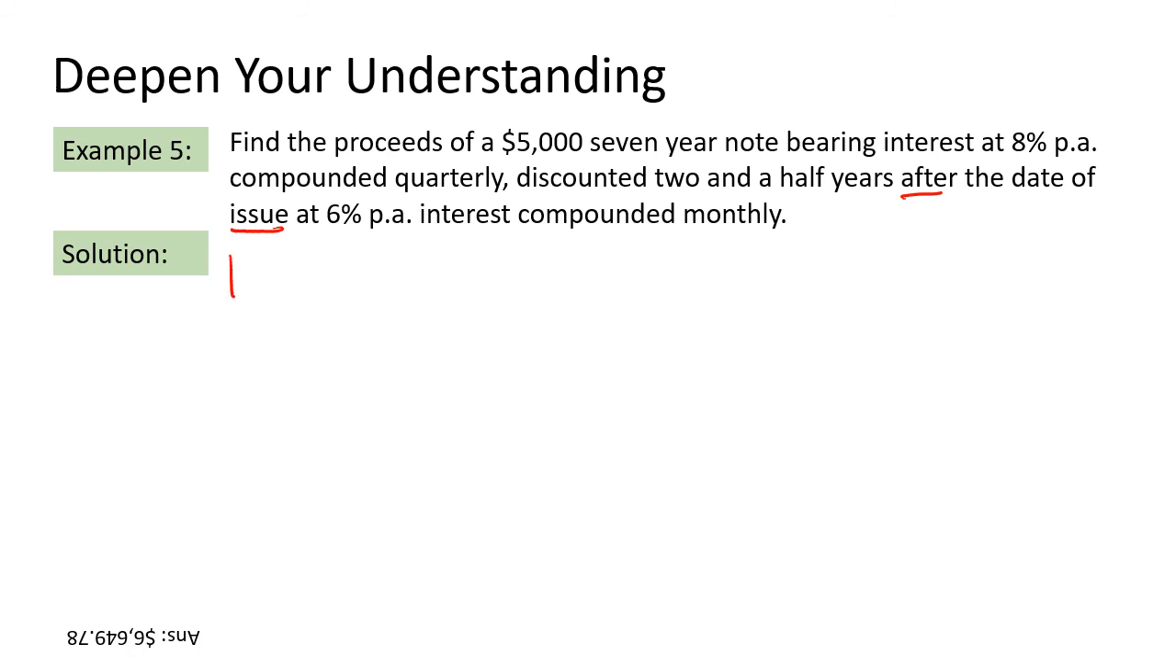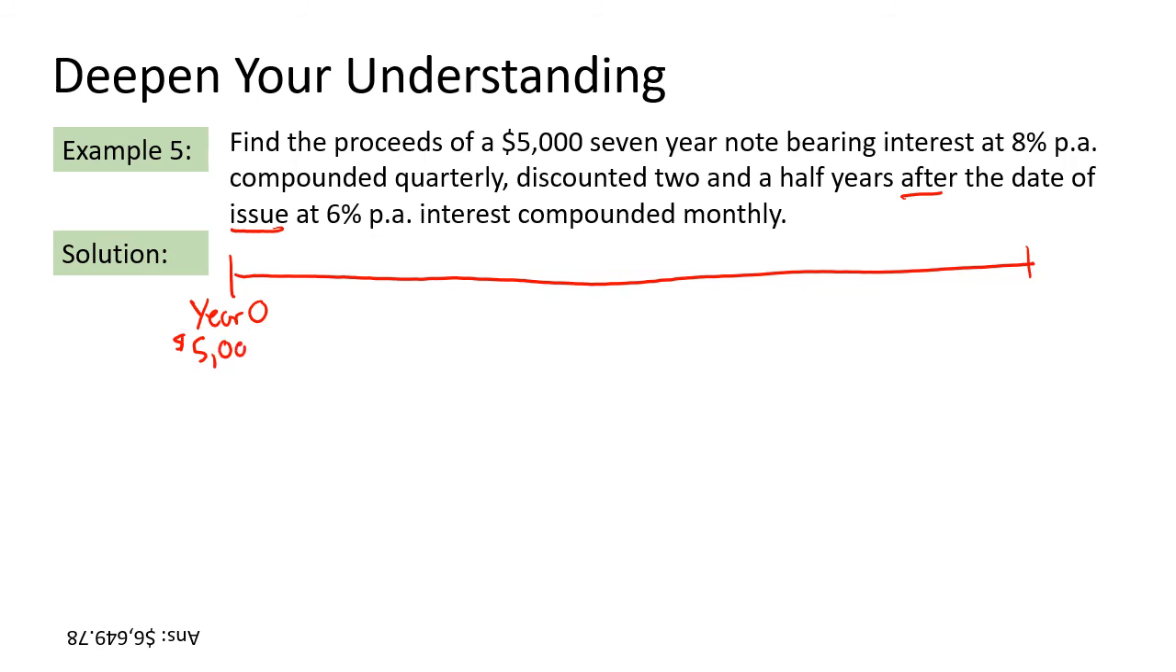So let's start with our timetable again. So this is an interest-bearing note. So starting at year 0, your starting point, that means the present value of your note, since it's interest bearing, is $5,000. It's a 7-year note, so that means we first have to go to year 7 to find the future value. Then we have to go back to the point that it's discounted, right, to figure out what that value is then using the new interest rate. So it was discounted 2.5 years after the date of issue, meaning it was actually discounted at year 2.5.